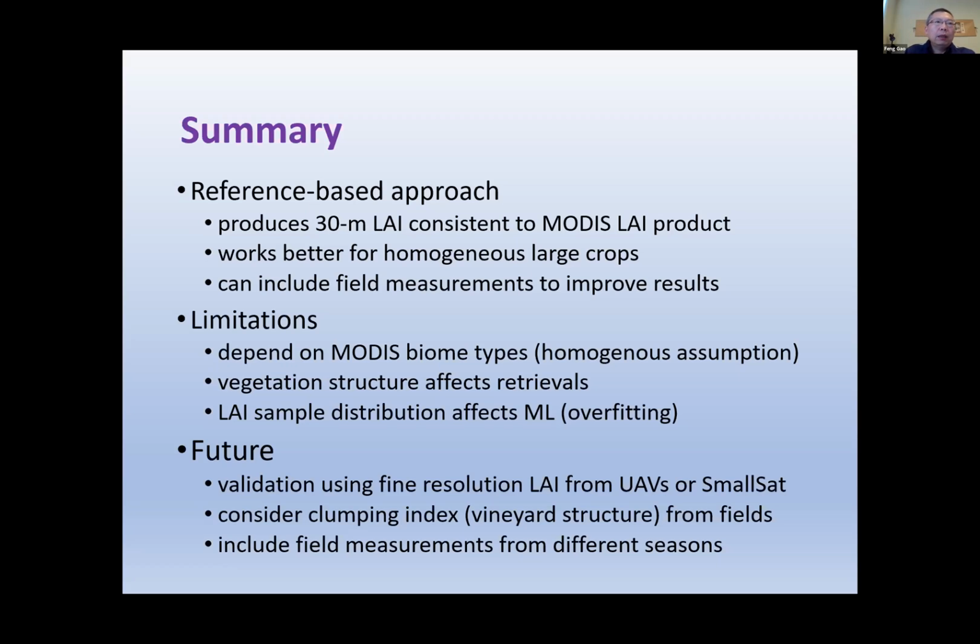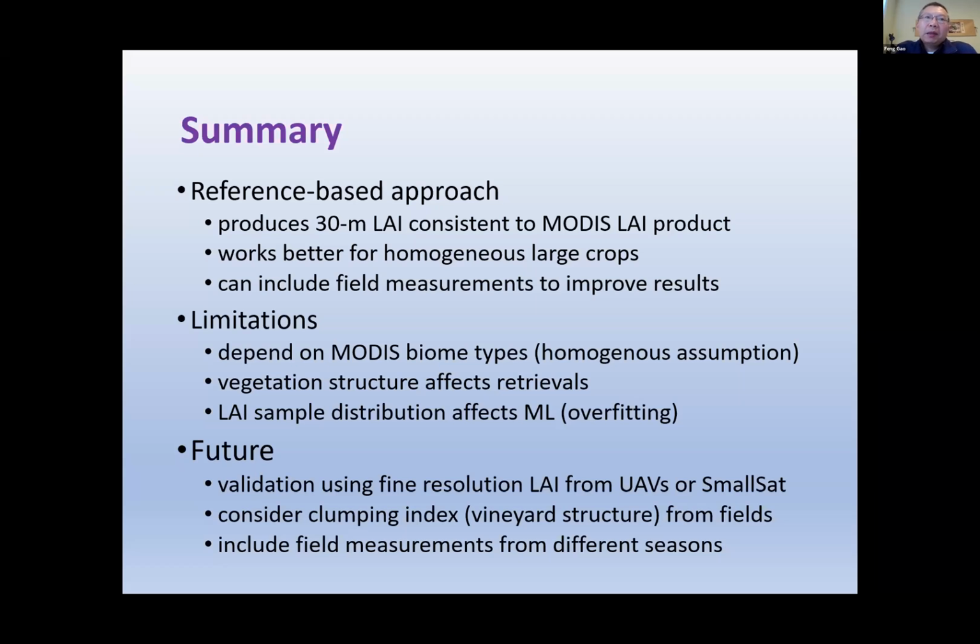And for the future, I think the validation currently just compares the field measurement to the 30-meter resolution directly. Maybe it's not the best way to do it. So we need to talk to Alfonso, probably get a fine resolution LAI from UAV, or currently a small set like we have data from Venus and the Planet, and generate a fine resolution LAI, then aggregate to 30-meter resolution to make them more comparable at the pixel footprint.